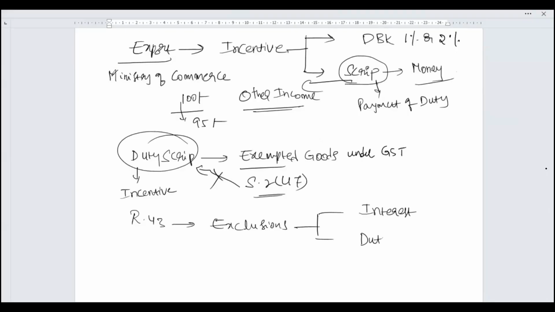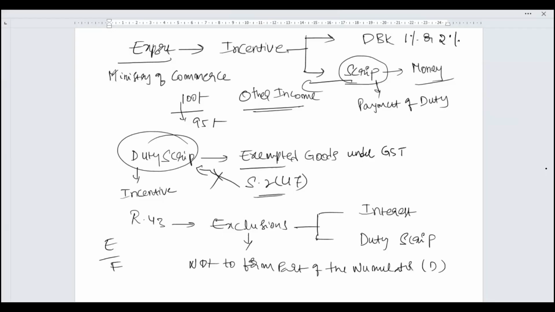Similarly, second is your duty script. These two will not form part of the numerator. That is D. When I apply this formula, E by F, when we say E by F, this exempted turnover will not have interest, will not have duty credit scripts.